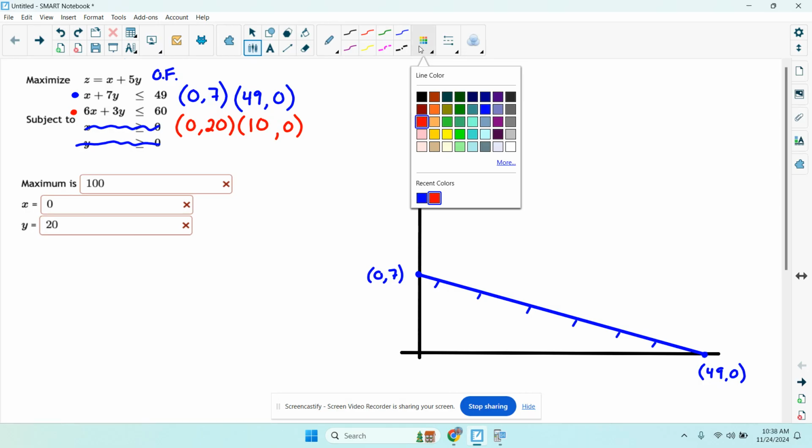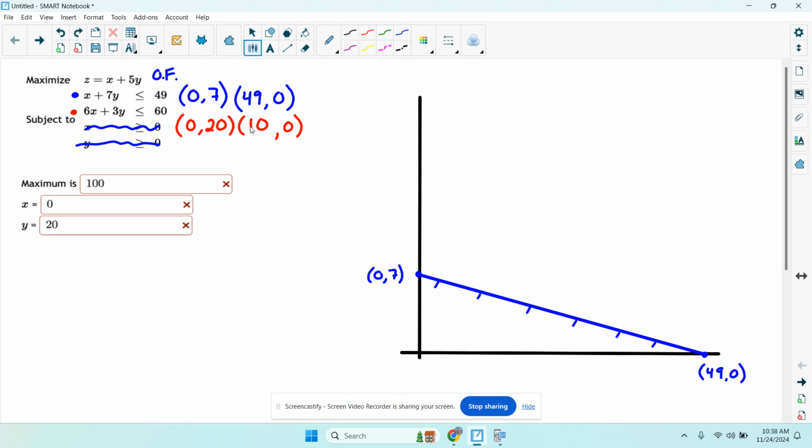Now if I graph the red line, I'm going to start at 10, 0, which is somewhere right about here, to 0, 20, which we'll just put up here. This is 0, 20. I will now connect those with a solid red line. And then I'm going to test 0, 0 in the red equation. I get 0 plus 0 is less than 60, so that's also true.